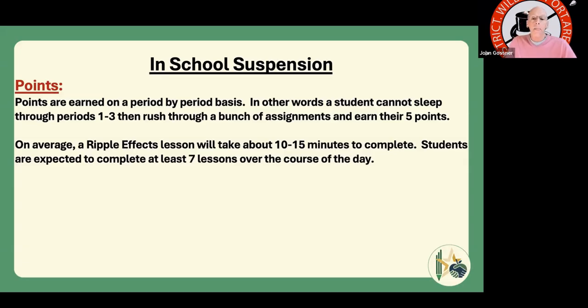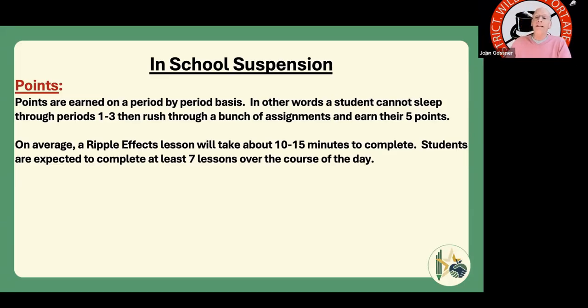And I mentioned Ripple Effects earlier. I'm going to get into that a little bit more with you guys here. Ripple Effects, an average lesson takes a student about 10 to 15 minutes to do. The playlists I put together all have anywhere from 10 to 12 lessons on them. The expectation is that they'll complete at least 7 lessons during the school day. More is good, I tell them, but fewer than that, you're not going to get out of detention.